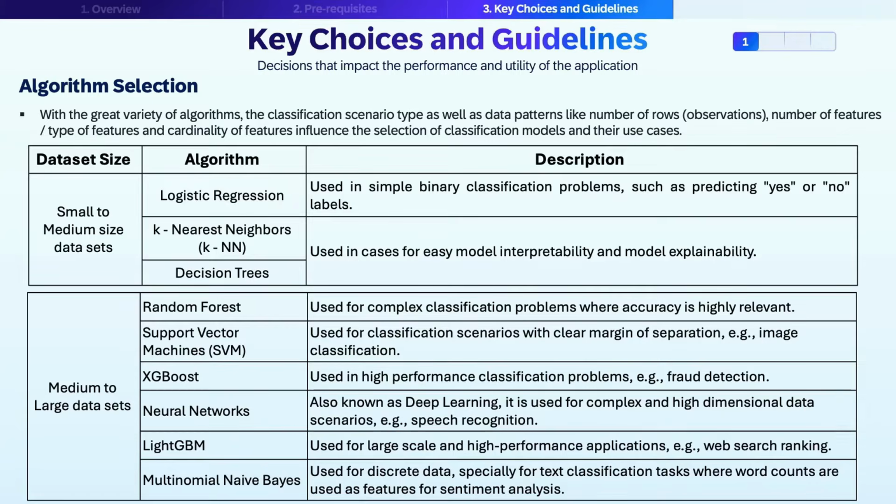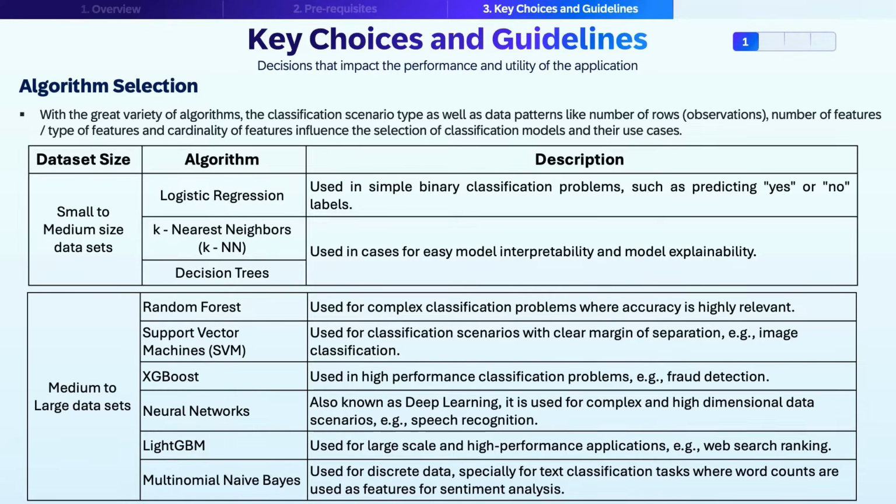There are different approaches to classification, each employing distinct methodologies. Some of the most commonly used algorithms include decision trees, gradient boosting, and neural networks. Each of these is suited to different types of data and classification challenges. Algorithm selection can be guided by the size of the data set to be classified, as shown below. For small to medium-sized data sets, logistic regression is used in simple binary classification problems, such as predicting yes or no labels.